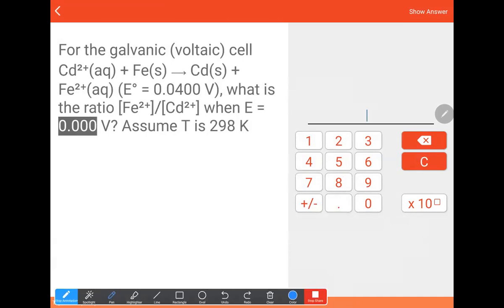All right, this is a tough question. So we have a voltaic cell that is at non-standard conditions. We don't know what those conditions are, and so we're trying to find what the ratio is of iron to cadmium to get a voltage of 0. Now our E naught is 0.04 volts. So we have our equation.